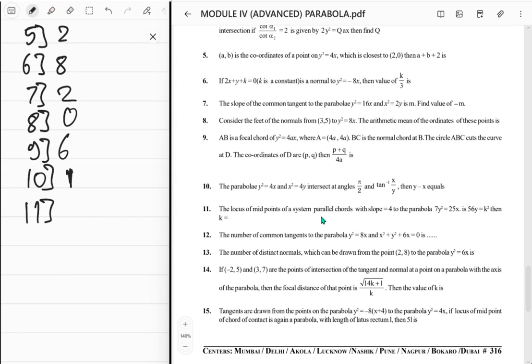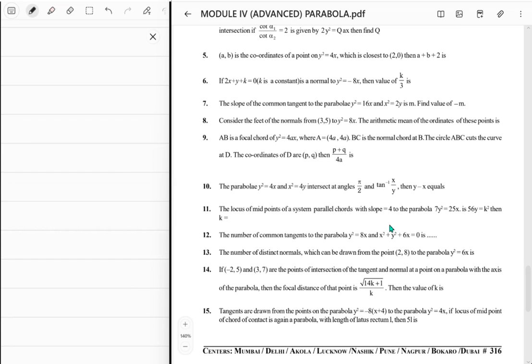The locus of midpoints of a system of parallel chords with slope 4 to the parabola 7y squared equals 25x is this thing. Then k is, oh, so you've got a bunch of chords, you want the midpoints of those, right? And slope is just 4. So slope being 4 is like, okay, that's just 1 upon (t1 plus t2) equals 4, right? You know the slope between these two. And then what else? You just want the midpoint of these.